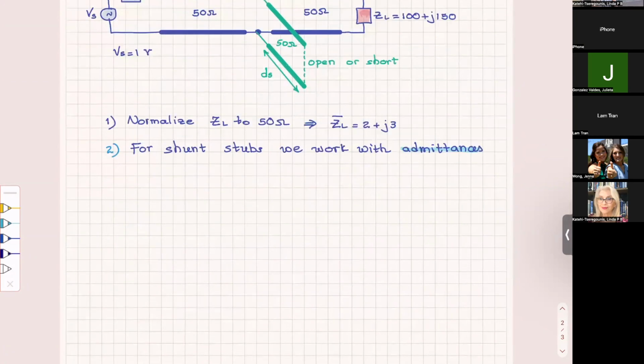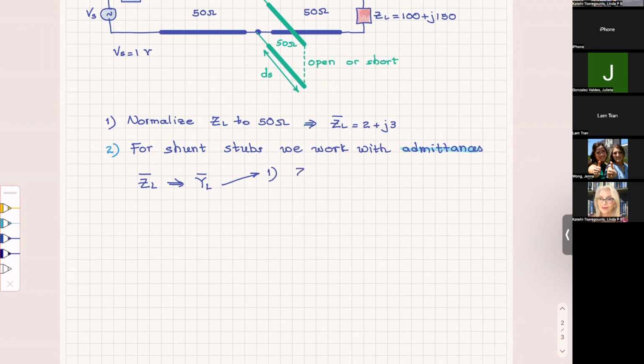Which means that Z sub L has to change to an admittance. So Z sub L normalized has to change to an admittance. There are 2 ways to do it. Okay, so way 1 is to do it using numbers, complex numbers.